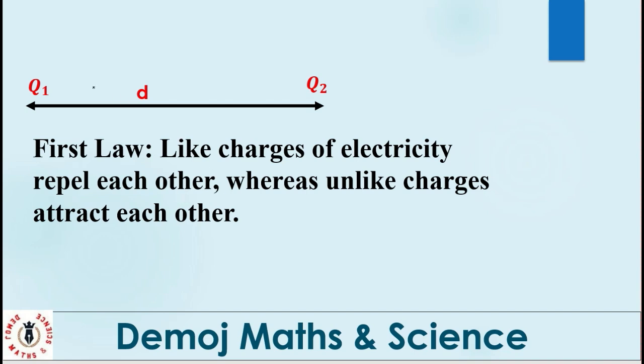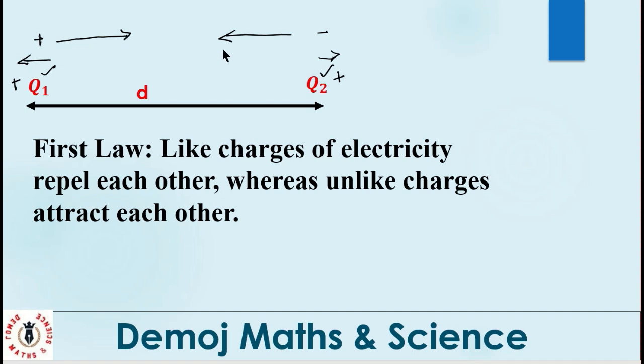That is, if I have two charges this way, I have Q1 and I have Q2. If Q1 is positive and Q2 is positive, Coulomb's law states that these two charges are like charges and they will repel each other. They will move in different directions. If Q1 is positive and Q2 is negative, these two charges will attract each other.